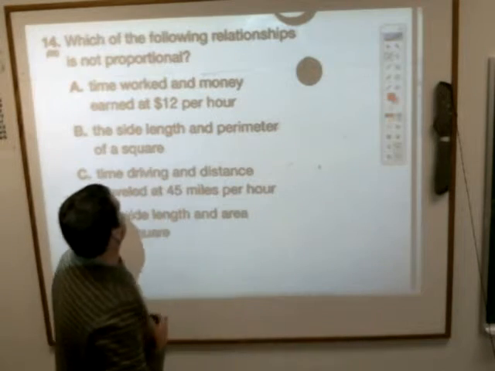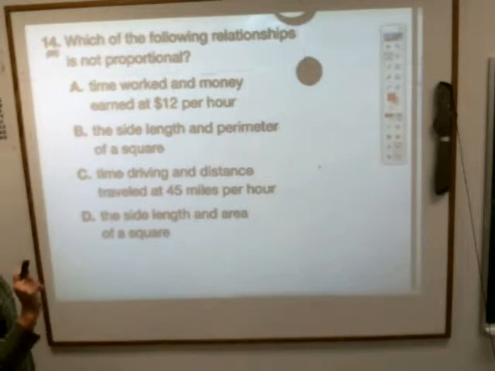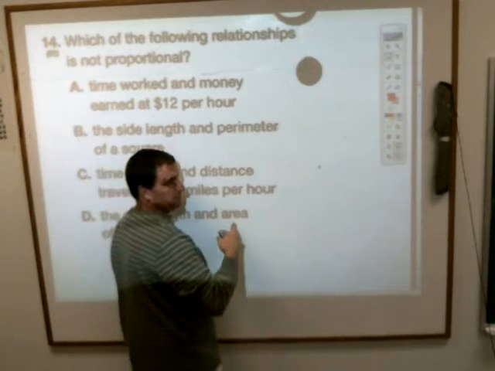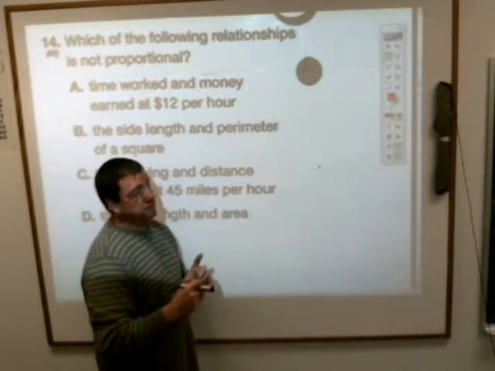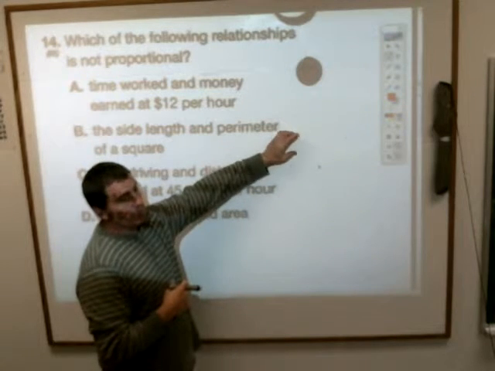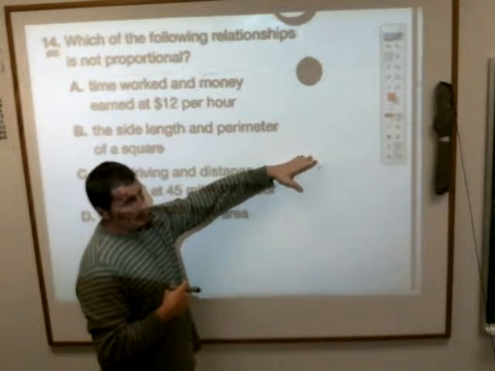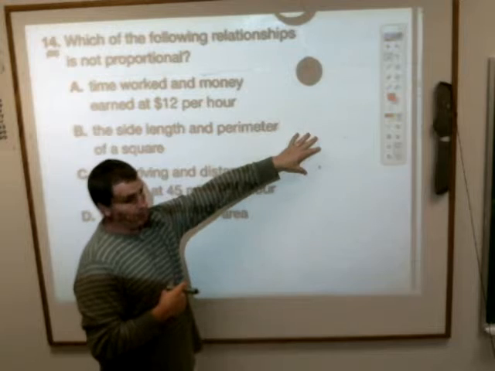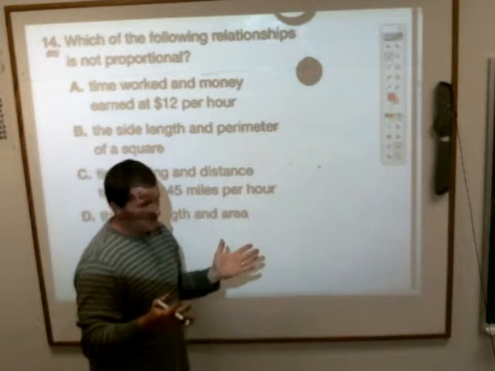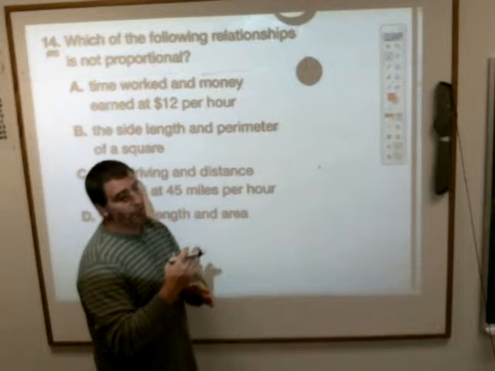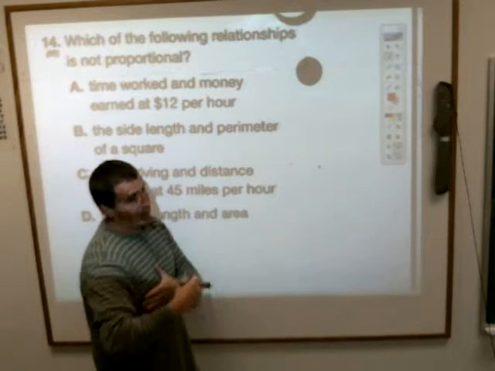Oh, which is not proportional? And again, here's what you gotta remember. Proportional, I haven't even read the problem, but proportional means what? It has to start at 0, 0, if you're graphing it. Okay, when one thing is 0, the other thing has to be 0. And there has to be a scale factor. There has to be some same thing that you multiply the first number by to get the second number.